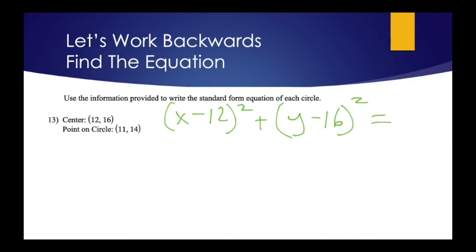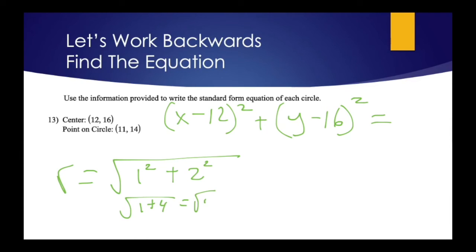So we're going to use the distance formula. We're going to just call it r because that's the radius. We're going to have 12 minus 11, which is 1. 16 minus 14, which is 2. We're going to have 1 squared plus 2 squared. So that's 1 plus 4. So we have the square root of 5.